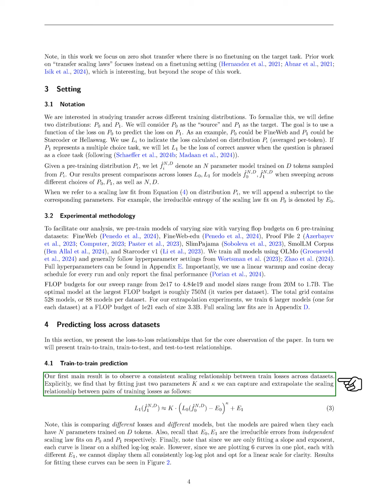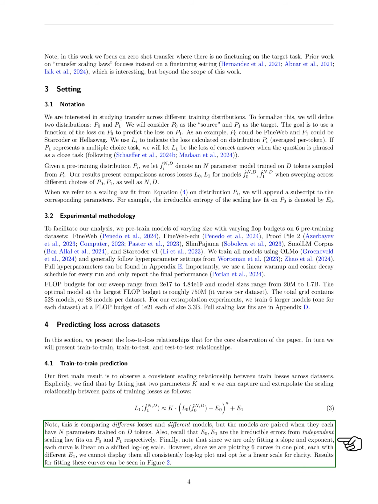This comparison involves different losses in models, but we ensure that the models are paired based on having the same number of parameters and tokens trained. We note that E_0 and E_1 represent the irreducible errors from independent scaling law fits on P0 and P1, respectively. Since we are fitting a slope and exponent, each curve appears linear on a shifted log-log scale. However, due to plotting 6 curves with varying E_1 values, we choose a linear scale for clarity.